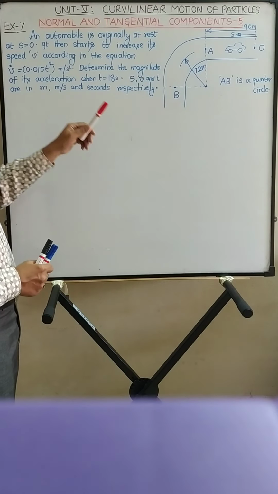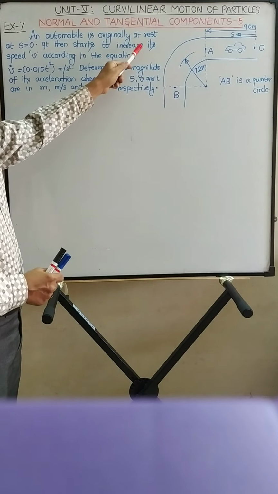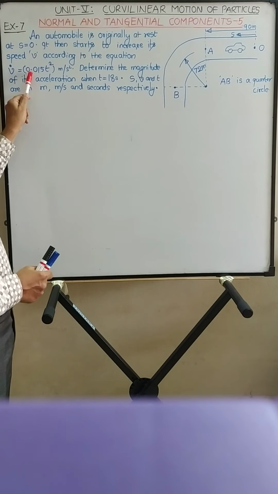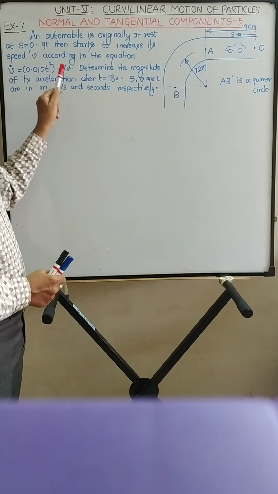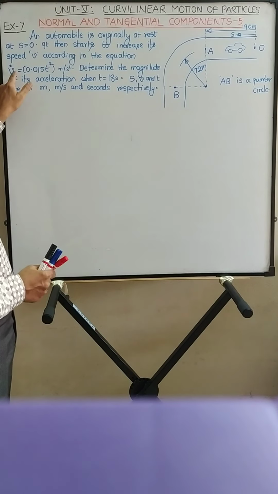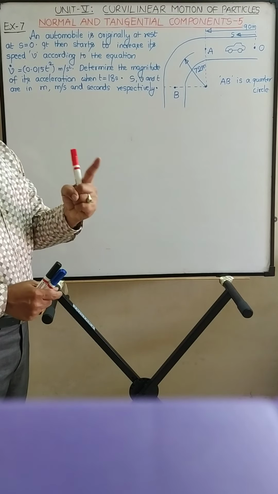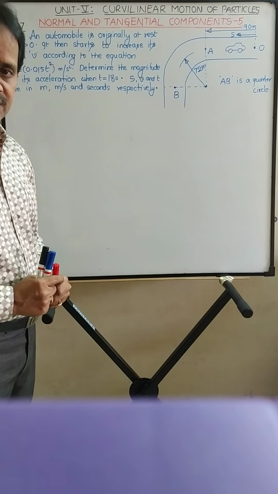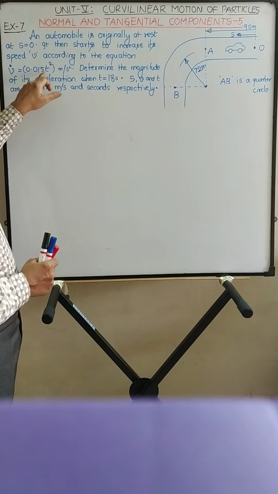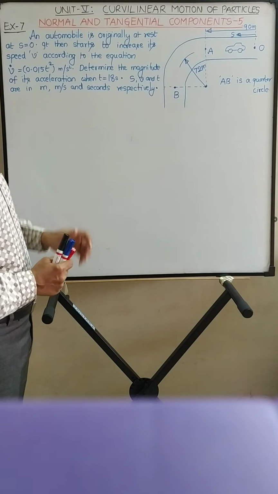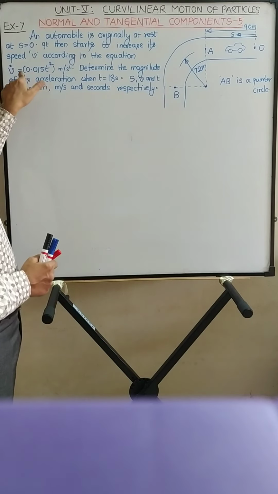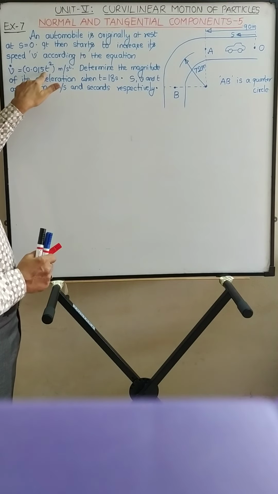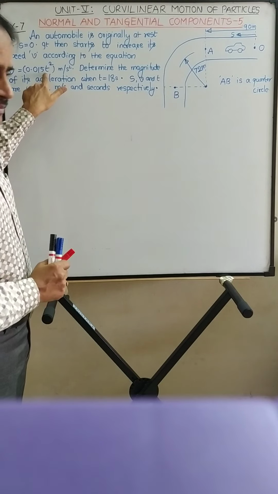It starts from rest. It then starts to increase its speed according to the equation v dot is equal to 0.015 t square meter per second square. Now what is this v dot? The first derivative of v with respect to t, that is dv by dt, nothing but the tangential component of acceleration. So at is 0.015 t square meter per second square. So it is not a constant tangential component of acceleration. It is a function of time t, point to be noted.